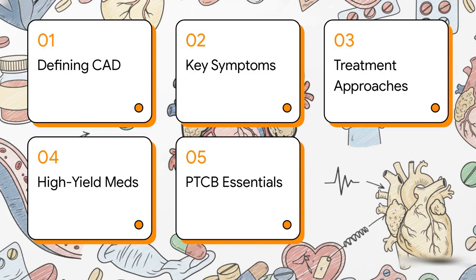So here's our game plan. We're going to build your understanding of CAD from the ground up, using some really clear diagrams and highlights as we go. First, we'll define what it actually is. Then we'll look at the key symptoms. After that, we'll cover treatment goals, and then, oh yeah, we're doing a deep dive into the must-know medications, before we wrap it all up with the absolute essentials you need to have locked in for your exam.